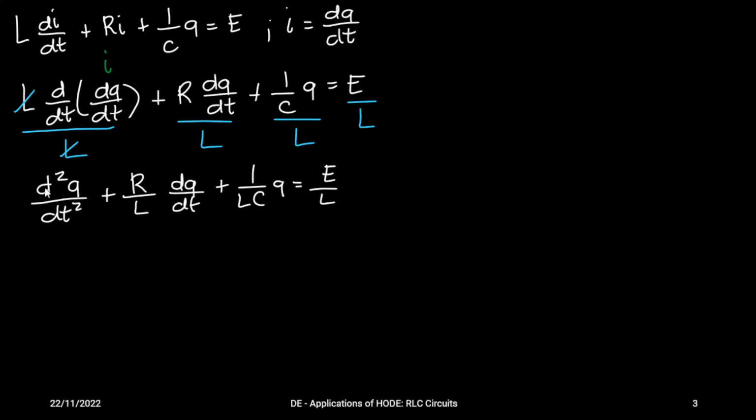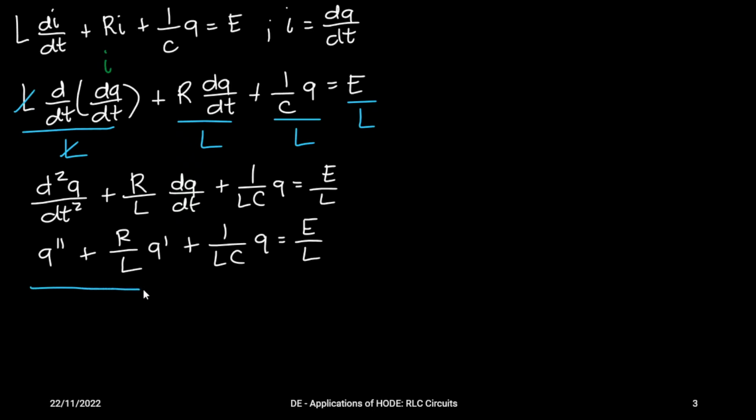We can replace yung mga derivatives natin using the primes para mas madali natin makita. So we have here Q double prime plus R over L Q prime, that's the first derivative, plus 1 over LC Q is equivalent to E over L. This is now the differential equation for our RLC circuit when we are asked to find for the charge.